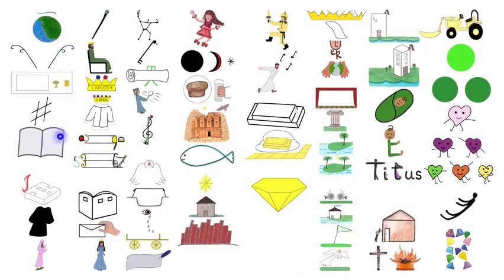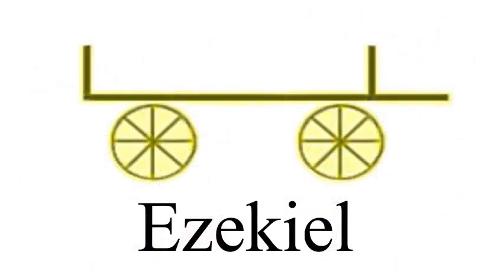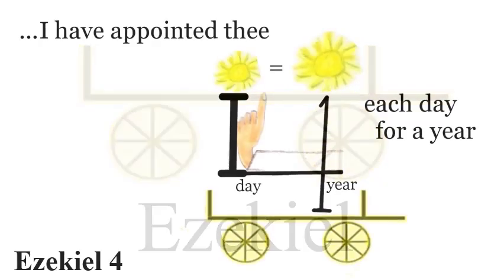Here are the 66 book icons. Each scripture verse you memorize has one of these icons in the picture, so you know what book you are memorizing. This is the Ezekiel icon with 2 wheels and a golden cart to emphasize that Ezekiel saw the heavenly appearance and a work of it as a wheel in the middle of a wheel.